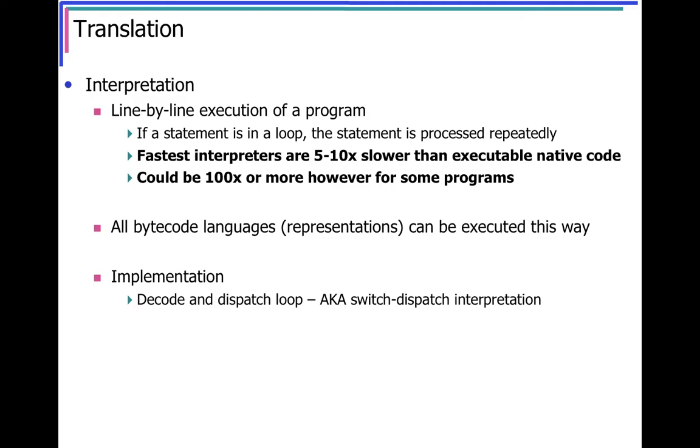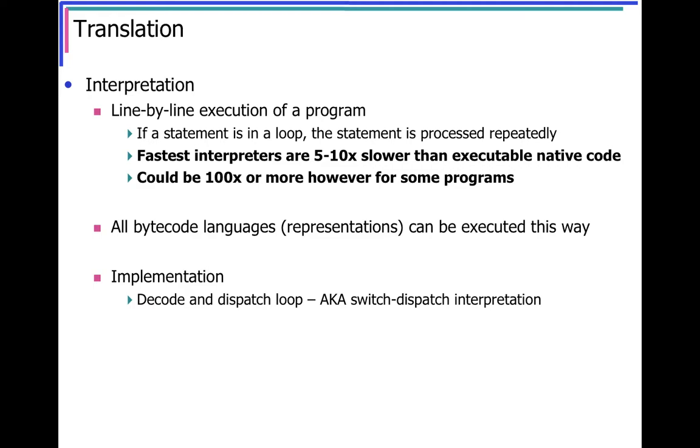Notice that when we interpret a program and we encounter an instruction that we had interpreted already, say we're in a loop, you do all that work again. With compilers, you do the work once, and then you can take advantage of it and amortize the cost of compilation later. So even the fastest interpreters produce execution that is 5 to 10 times slower than native executable code, but it could be much, much worse than this, 100x for some programs, for some languages.